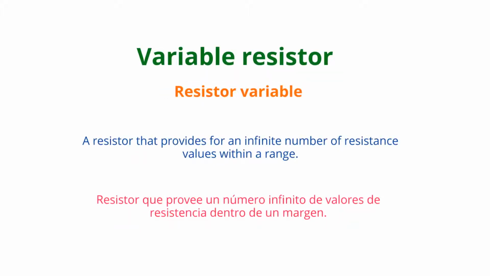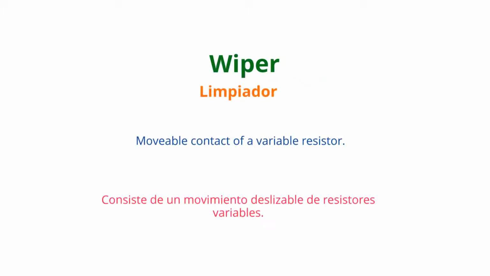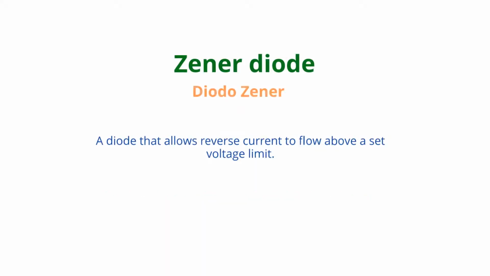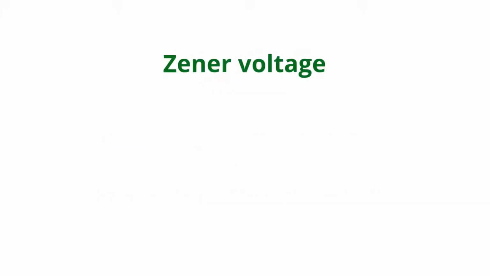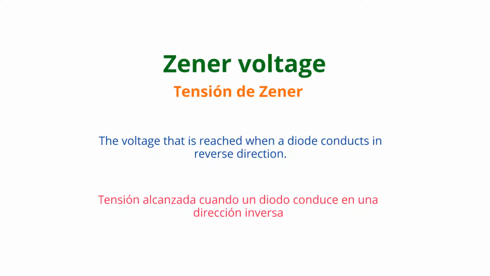Variable resistor. A resistor that provides for an infinite number of resistance values within a range. Wiper. A wiper is a movable contact of a variable resistor. Zener diode. A diode that allows reverse current to flow above a set voltage limit. Zener voltage. The voltage that is reached when a diode conducts in reverse direction.